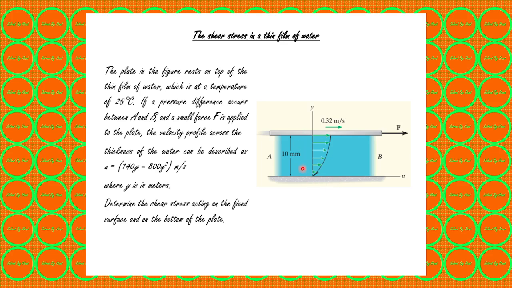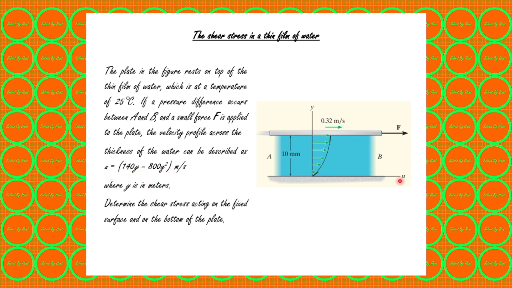The distance between the two plates is 10 millimeters. And here the force F is applied to the moving plate. Here we have the velocity. What is vertical is the ordinate, and U is the velocity. The velocity between the two plates is varying, as shown by the green arrows. It varies according to this equation.